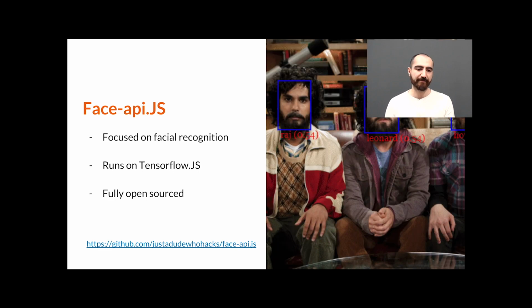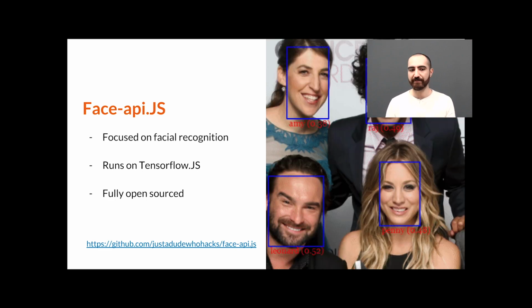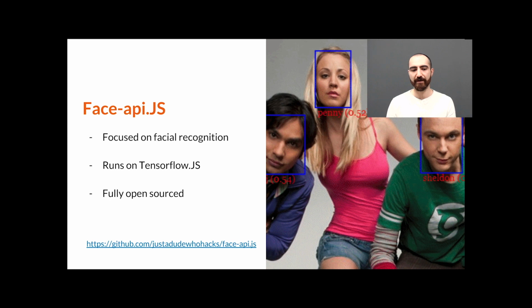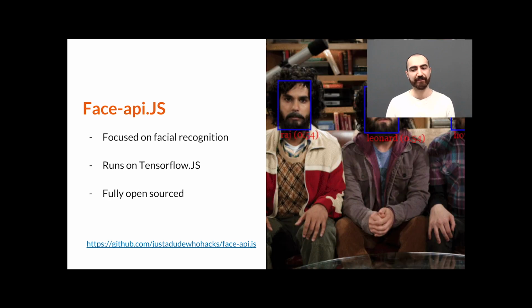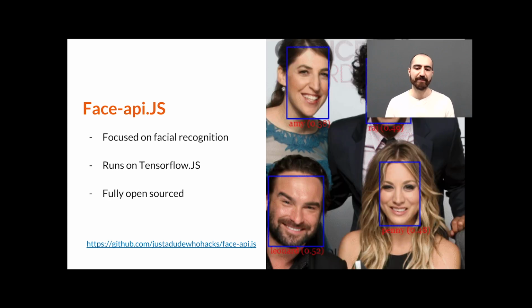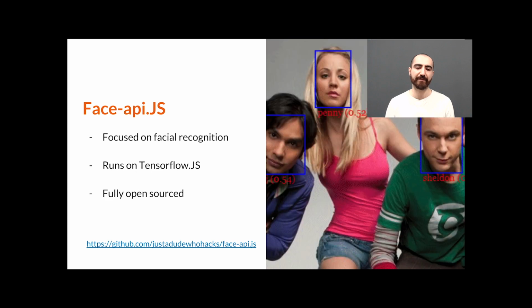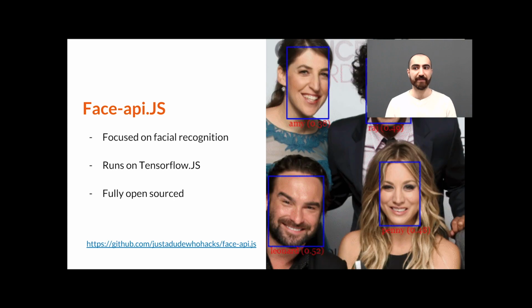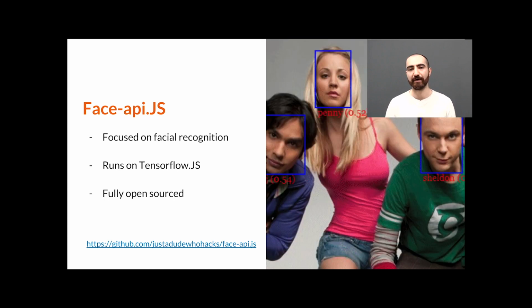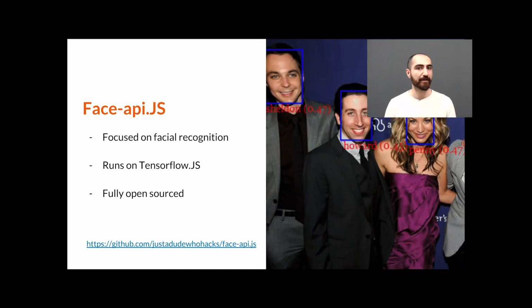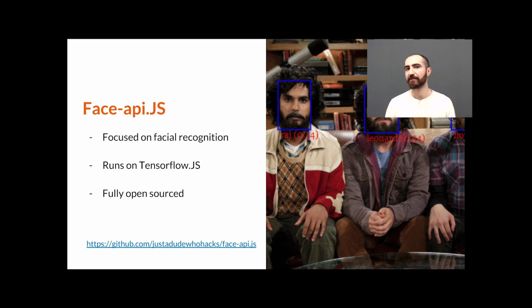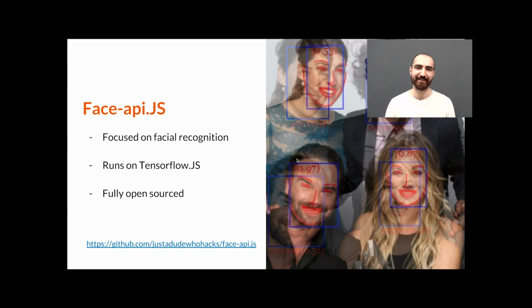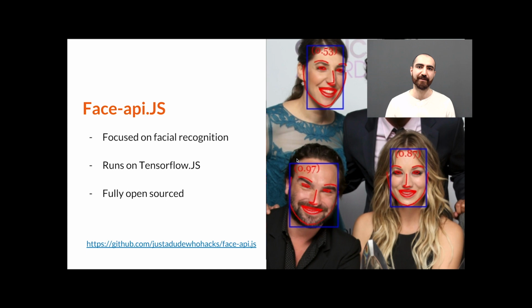The next one we have is FaceAPI.js. This is an open source library. It runs on TensorFlow.js, so it is a little bit less performant, and it is focused mainly on facial recognition. Because it's fully open source and the developers have been working with it for a while, it allows you to switch out the model. That's a nice thing. So if you want to take on the challenge of building your own face detection model, feel free. You can plug it in with no problem.